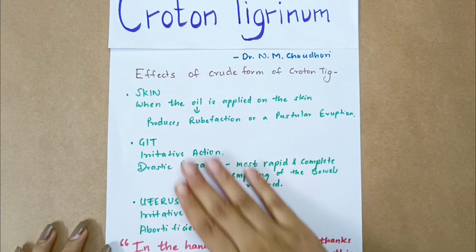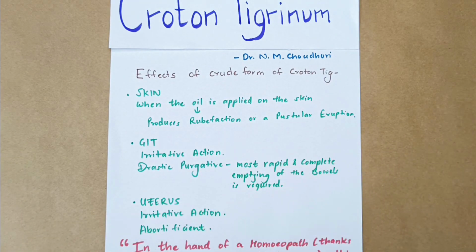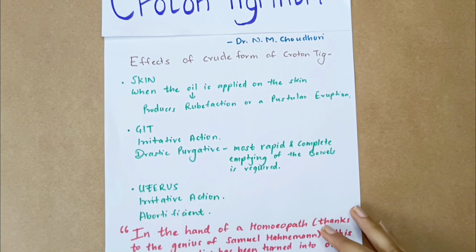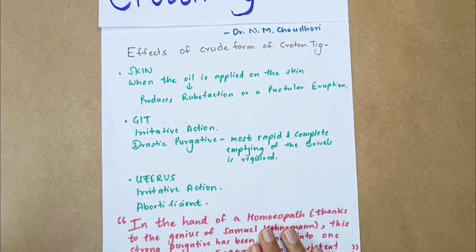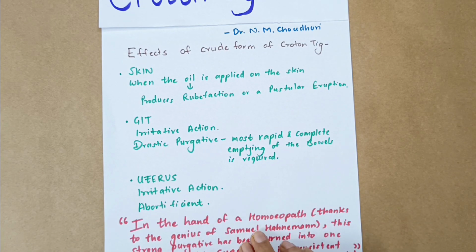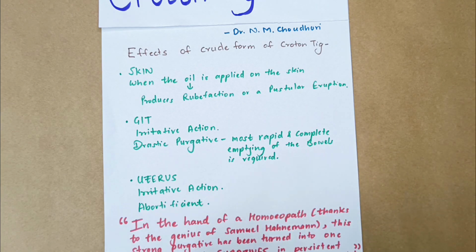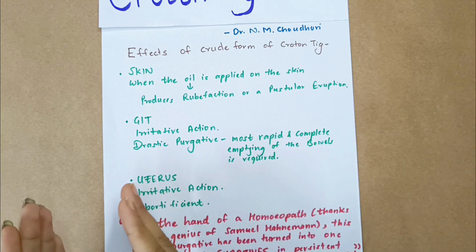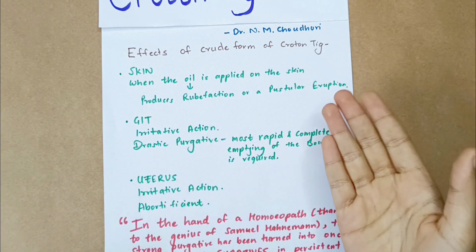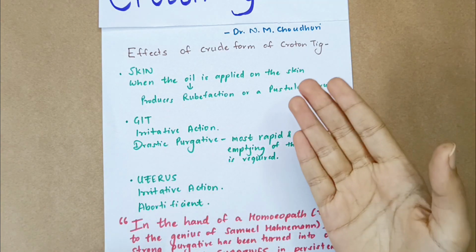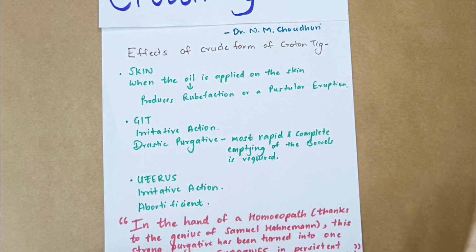Now further, after giving this quick introduction about the crude form of Croton Tig, he goes on to tell us that in the hand of a homeopath, thanks to the genius of Samuel Hahnemann, this strong purgative has been turned into one of his principal curatives in persistent diarrhea and purging of the worst variety. So what he is saying here is that in crude form this drug is producing diarrhea, it is producing a laxative effect, it is acting against constipation, it is clearing up the bowels.